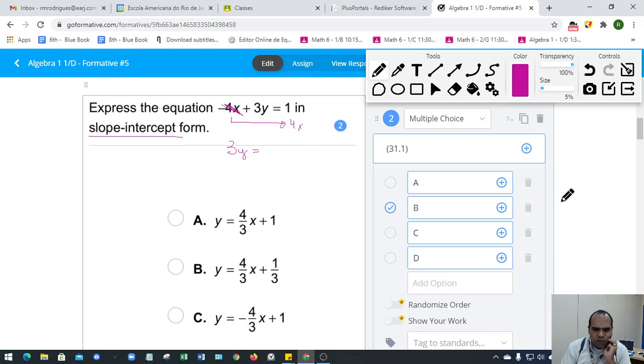3y equals 4x plus 1. Right now I need to move the coefficient. I move it by the opposite operation. It is multiplying, so I divide by 3. I divide by 3 everybody. 3 divided by 3 is 1. I have y equals 4/3 x plus 1/3.